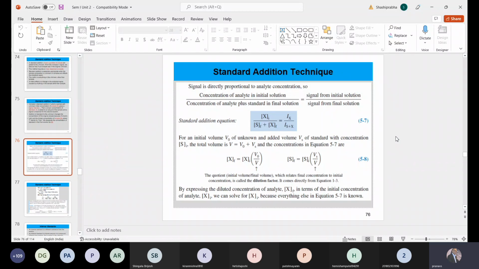Concentration of analyte in initial solution is directly proportional to signal from initial solution, which is very obvious. लेकिन वो कम था इसलिए हमको उसमें ज्यादा डालना पड़ रहा है. Concentration of analyte plus standard in final solution is equal to signal from final solution because this is what it will measure. तो इसको अगर हम एक्सप्रेशन के फॉर्म में लिख दें तो कुछ ऐसे रख देंगे.